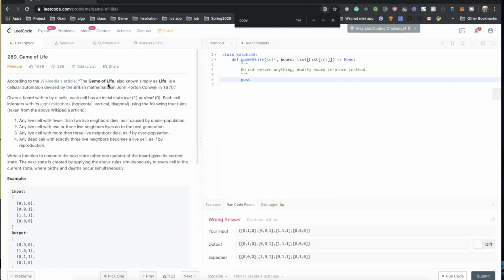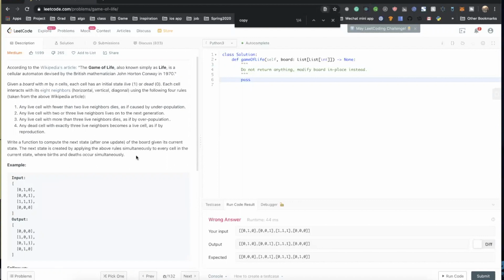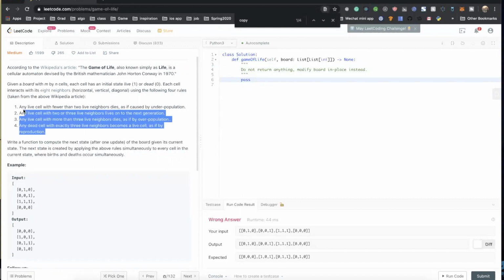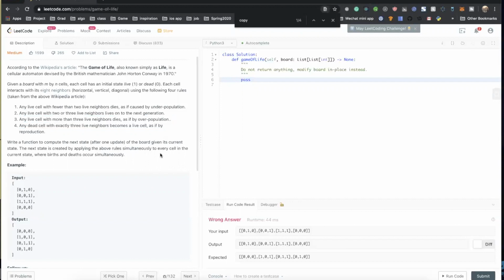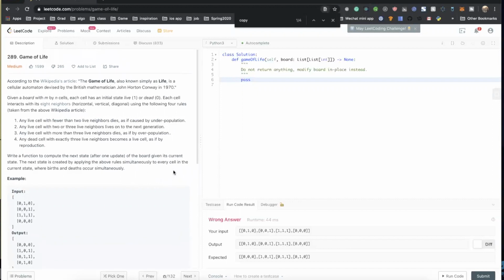In the Game of Life, given a board, each cell is either live or dead, and based on these rules, each cell will interact with its neighbors. We need to write a function to compute the next state given the current state. The next state is created by applying these rules simultaneously to every cell in the current state.